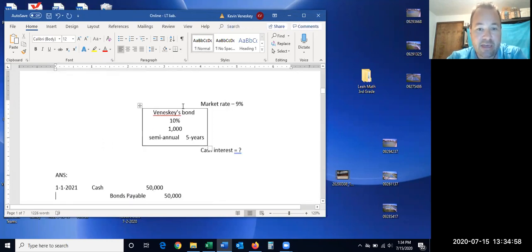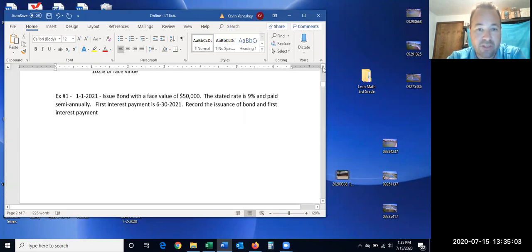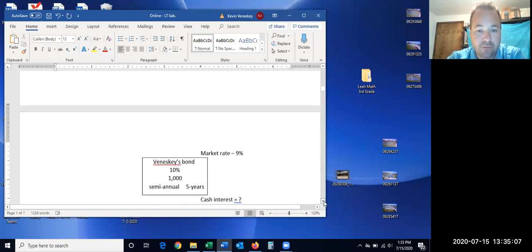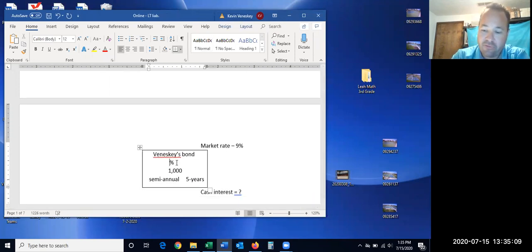And it's selling at face value. So that means that the market and the bond rate are the same. They're both at 9%. So let's put in those amounts that we know right now. We've got a 9% bond, market rate 9%. This is 50,000.